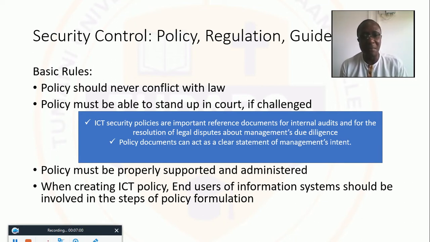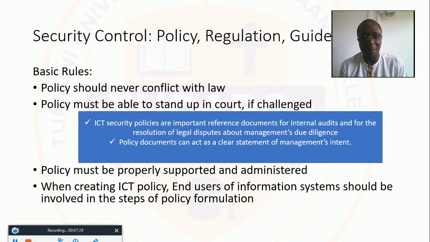Policies must be able to stand up in court if challenged. And that's why we say they should never conflict with the law. You cannot prepare an ICT security policy that is not in line with the law. If it gets challenged before the court of law, then it can be defeated and thrown out. So it should be able to stand up in the court of law.